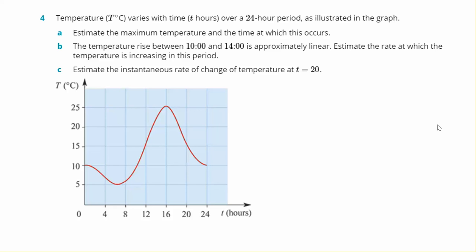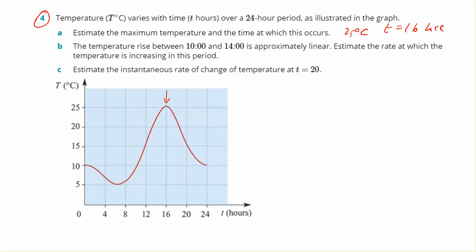For your Living Methods, we can look at exercise 16D, question 4. Okay, so we've got a graph with temperature versus time, and we want to estimate the maximum temperature and when it occurs. So the maximum is right here. The max temp is 25 degrees Celsius, and it occurs when t equals 16 hours.